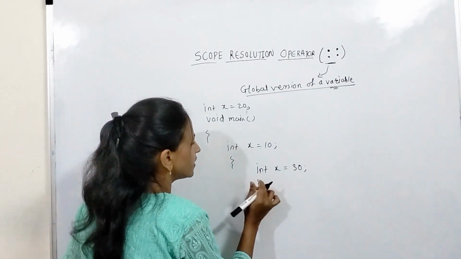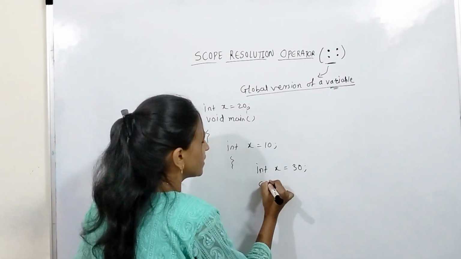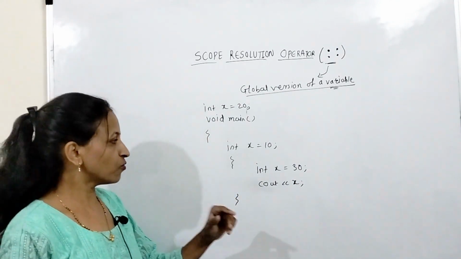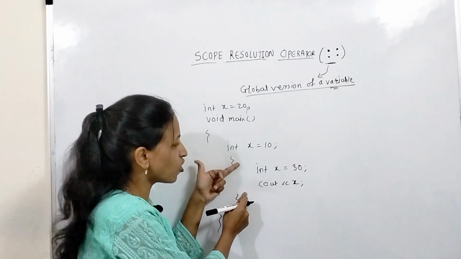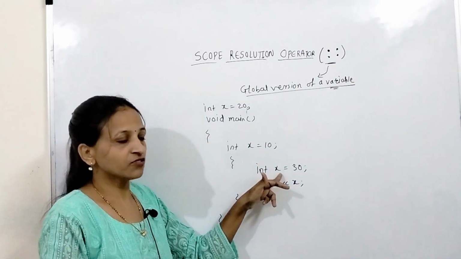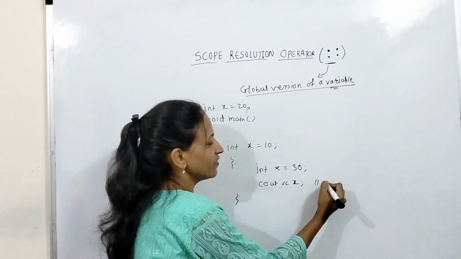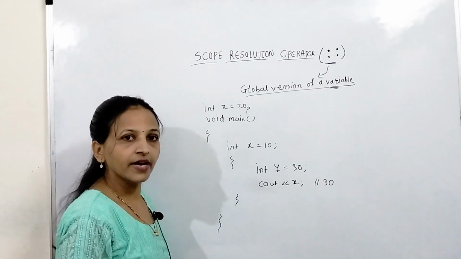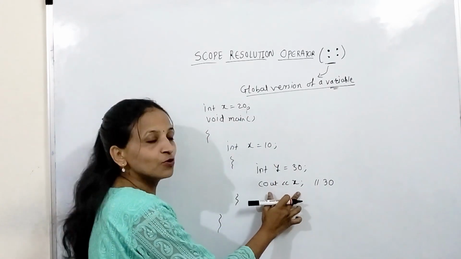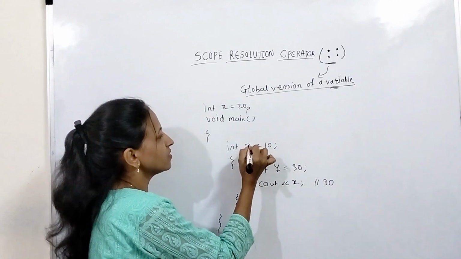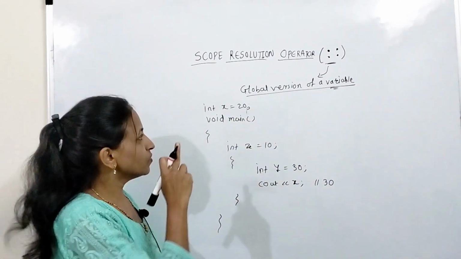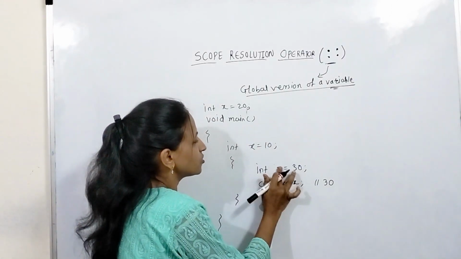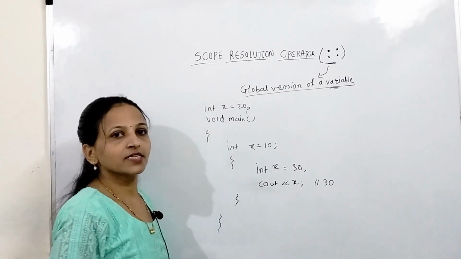Now see here, I am writing like this. Here I am just displaying cout x. Then what will be the output here? Of course the output will be 30, because this block has its own x. That's why it will not go outside. Here we will get output 30. If this is y, then here we will of course get value 10. If it is z, then of course we will get value 20 as output. Now if here is x and here is also x, then of course we will get output 30.